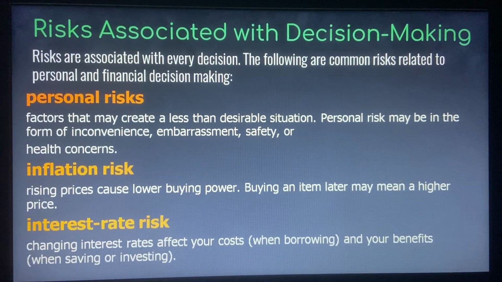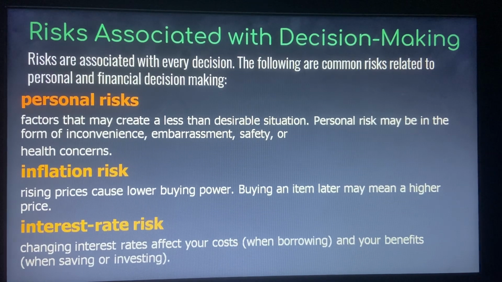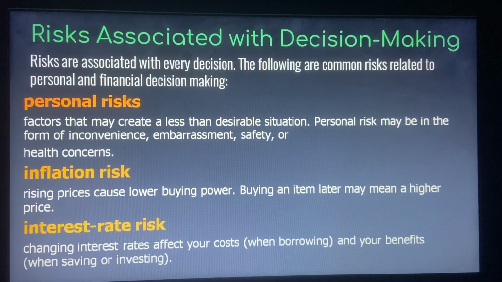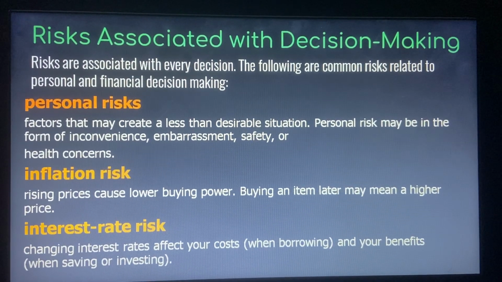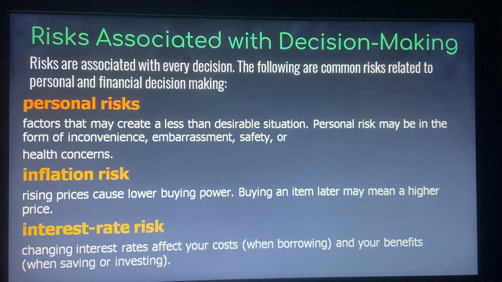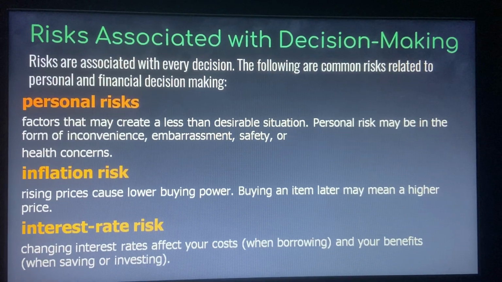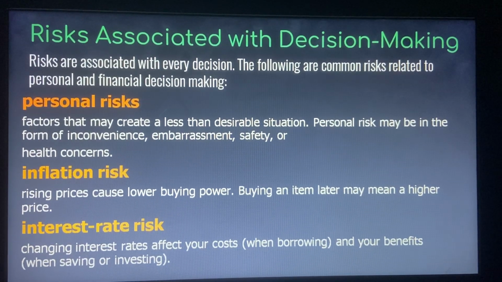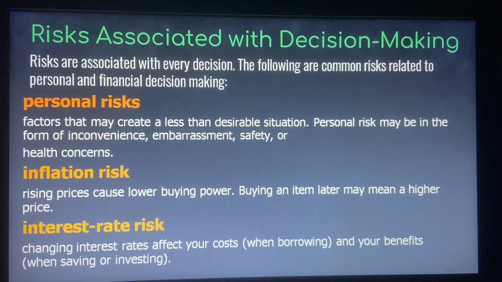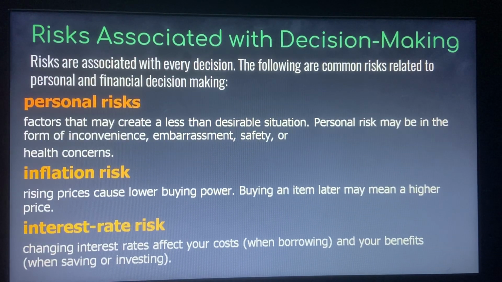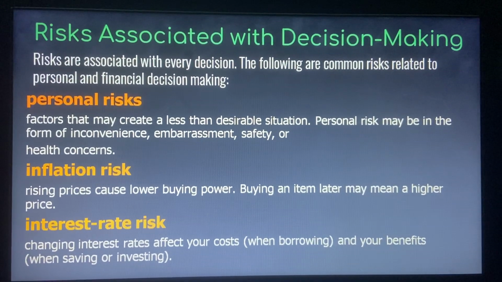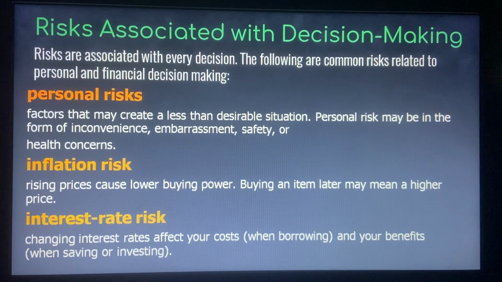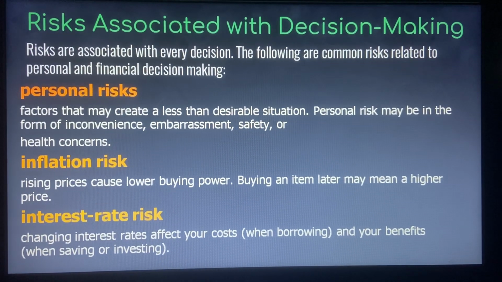So the risks associated with decision making. Risks are associated with every decision. The following are common risks related to personal and financial decision making. So the first risk that we have are personal risks. So these are factors that may create a less than desirable situation. Personal risk may be in the form of an inconvenience, embarrassment, safety, or health concerns. So we can really relate to this right now with coronavirus. Do I want to go out and shop in a store right now?